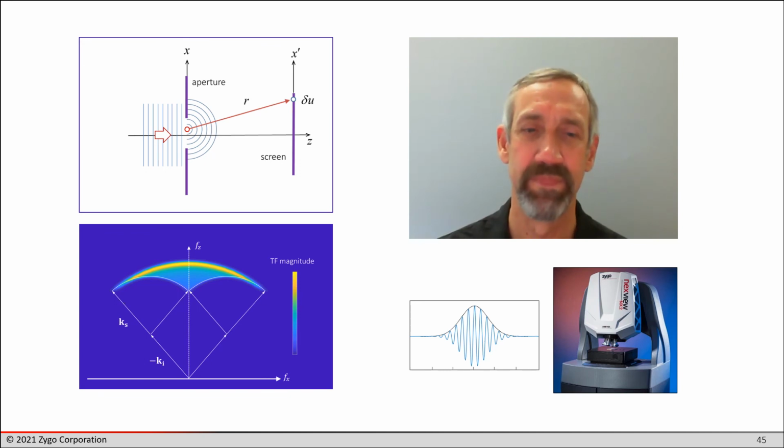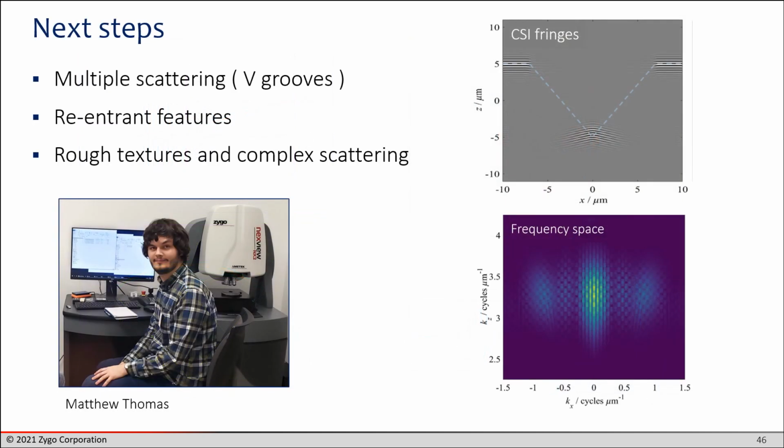these focusing properties. The next step in the modeling is to take into account things like polarization, multiple scattering, reentrant features that you find on additively manufactured parts, rough textures, and other complex scattering situations. So this is ongoing work in instrument modeling.